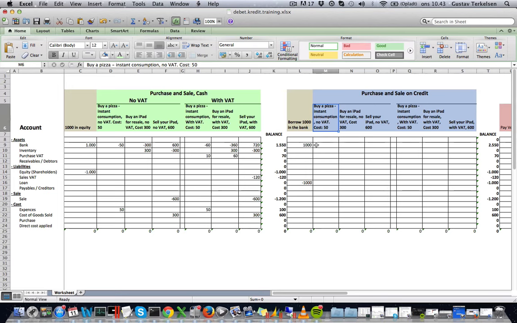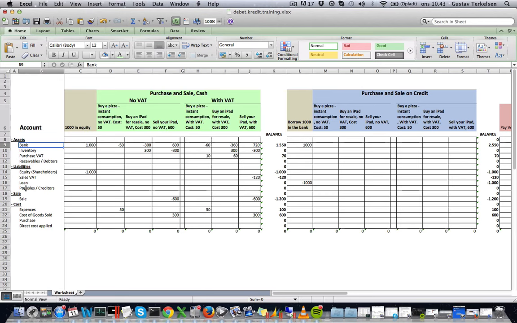So when we go and buy a pizza, keep in mind now that we are in the area of purchase and sale on credit. So when we buy this pizza, the pizza guy tells us that we do not have to pay him right away. In fact, he doesn't expect the payment until, let's say, 1 month later. So instead of paying him from the bank account, if we did pay him from the bank account, our bank account would decrease by 50.